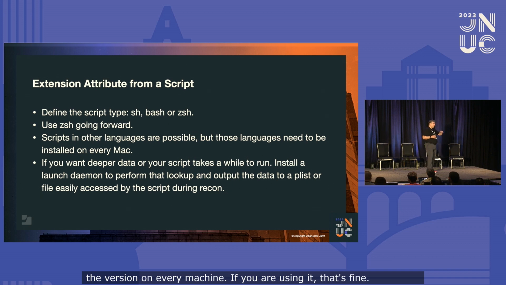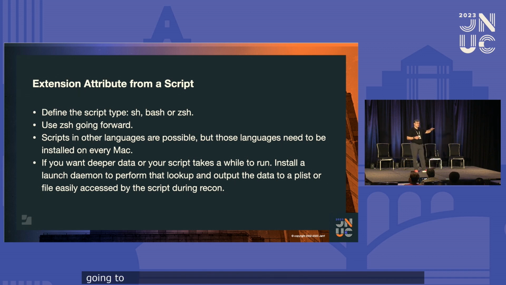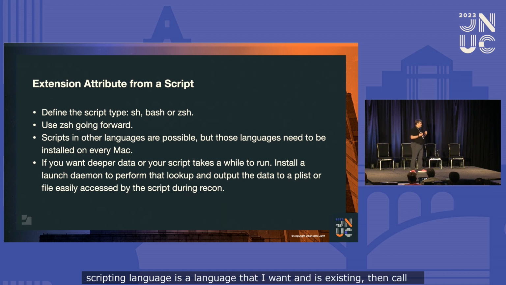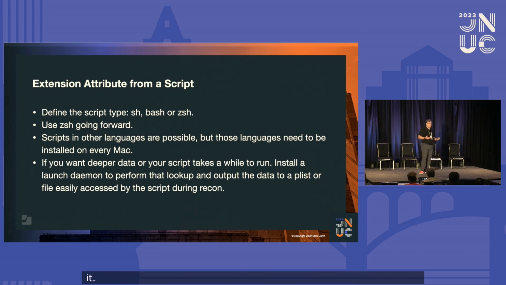Or if you're going to copy that inside of the conditional to say, if this version of the scripting language or language that I want is existing, then run it, okay? Then call it. But if it's particularly big, if it's a heavy piece of code, my recommendation is don't make an extension attribute out of it. An extension attribute is just a small value in an XML tag, okay? If you want something more, make it a policy from a script in Jamf Pro.